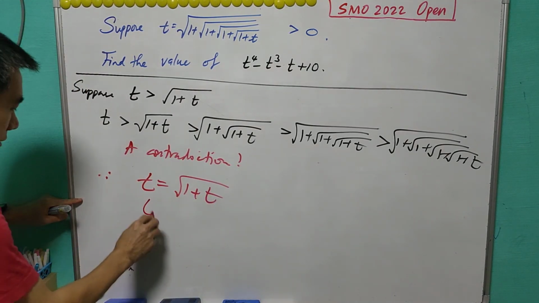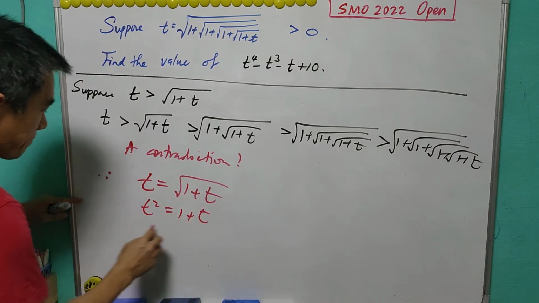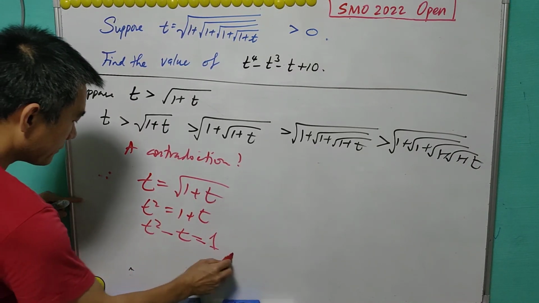If that's the case, t squared will equal 1 plus t. t squared minus t is equal to 1.